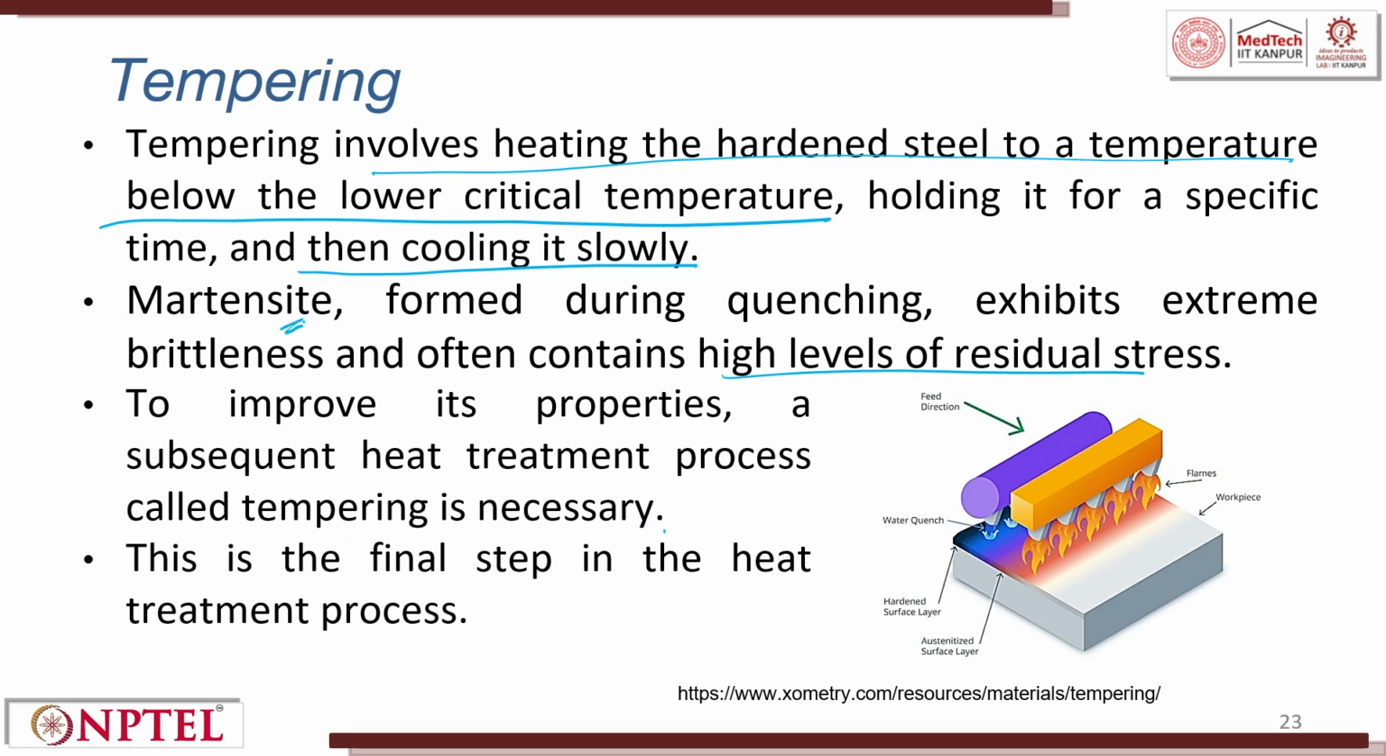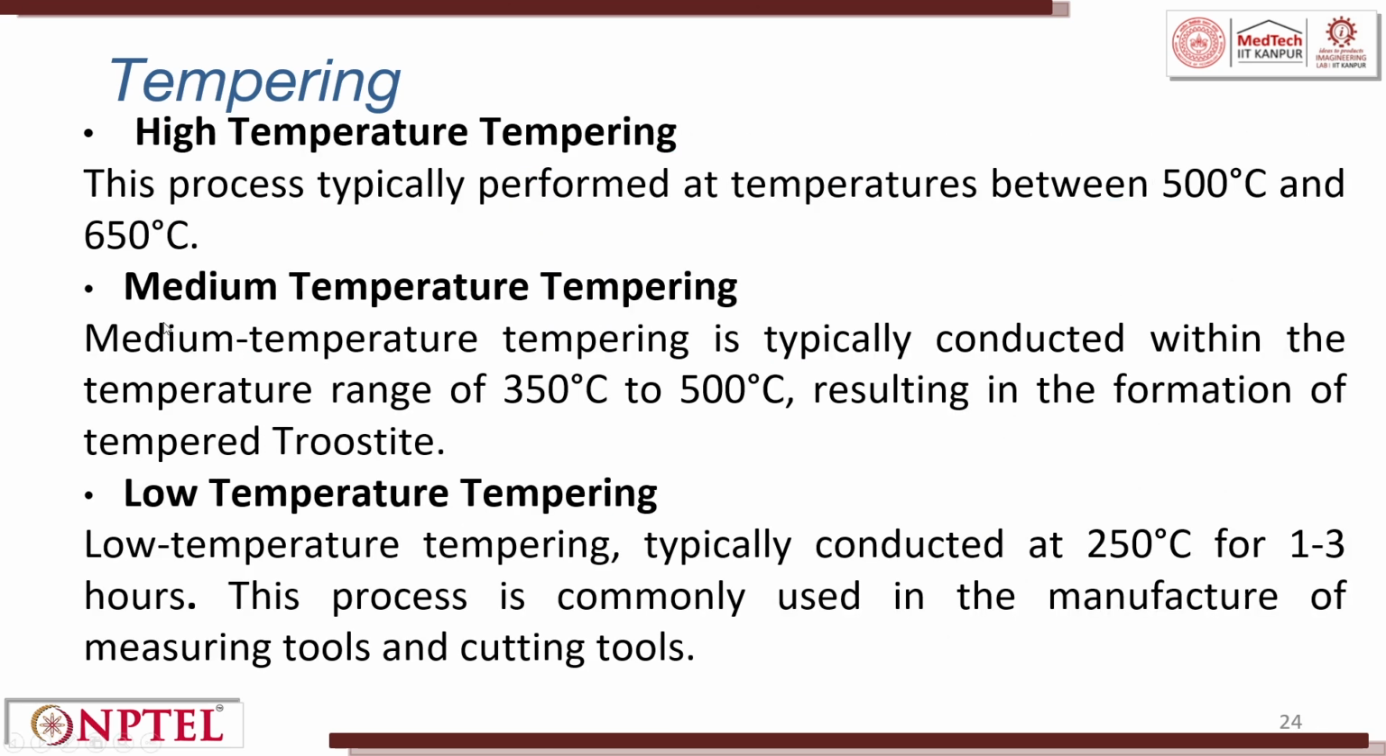Martensite is the hardest microstructure, right? So, formed during quenching, it exhibits extreme brittleness and contains very high residual stress, and it is very hard. This is the final step in the heat treatment process. You do tempering and then you try to remove the brittleness and induce ductility.